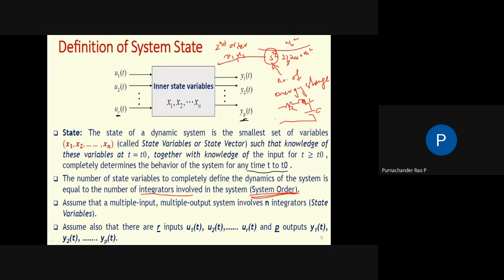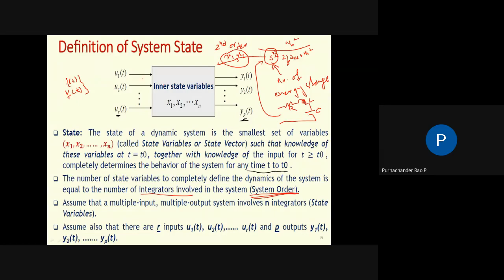If you find the transfer function, it is of the form of a second order system, and therefore there are two state variables present in the system. What are those two state variables? They are normally taken as the current through the inductor, iL(t), and the voltage across the capacitor. These are the two state variables you have to consider for a given system.